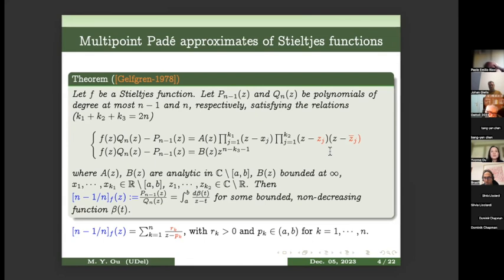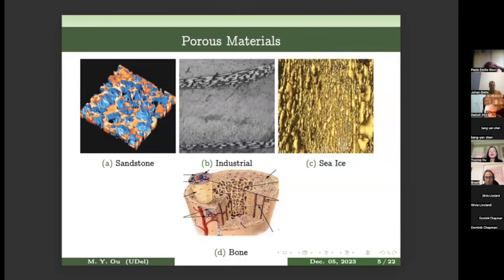Okay, so the point is, if I have a Stieltjes function, I can do interpolation very well, and there are several schemes I can use. Okay, so I'm going to switch gears to the application side.